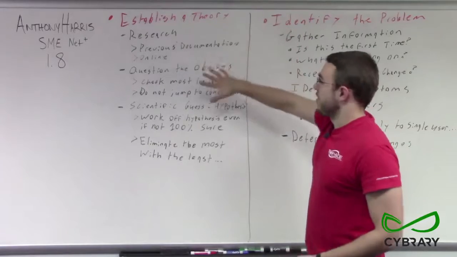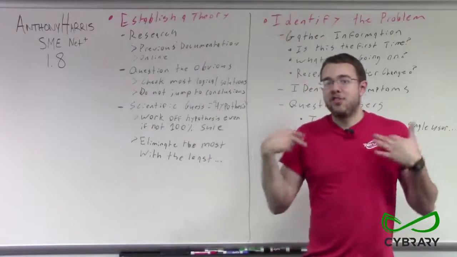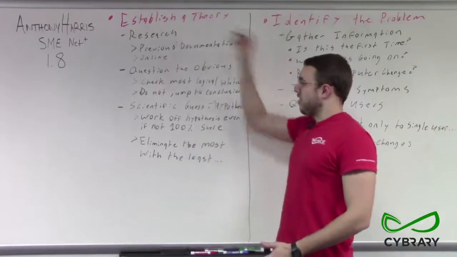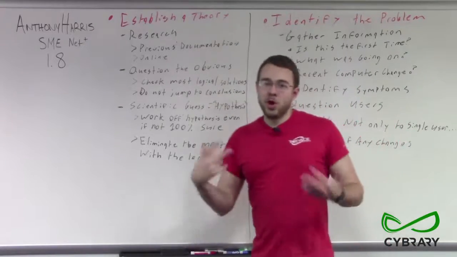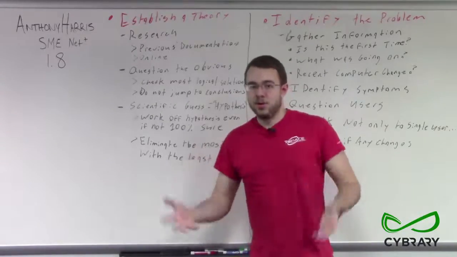So we've established our theory. Now, when we eliminate the most with the least, that's going to be at our next step where we actually test our theory. But when we're establishing our theory, this is where we're creating our working hypothesis. This is where we're creating our initial theory that we're going to test in our next steps.